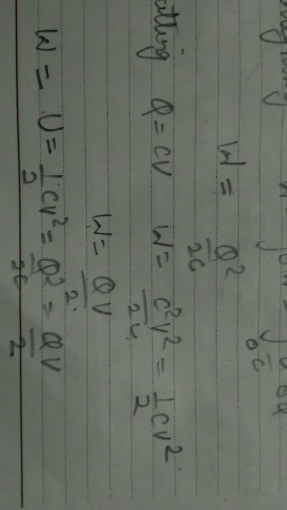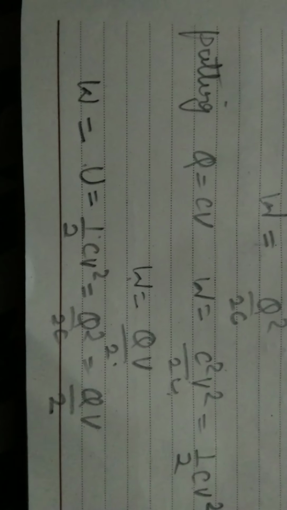Now we can put the value of Q as CV, so we will get the work as C square V square upon 2C, or half CV square. Now we can write CV as Q. In the half CV square expression we can take one C and one V and write it as Q. Then we will get the expression W is equal to QV by 2.